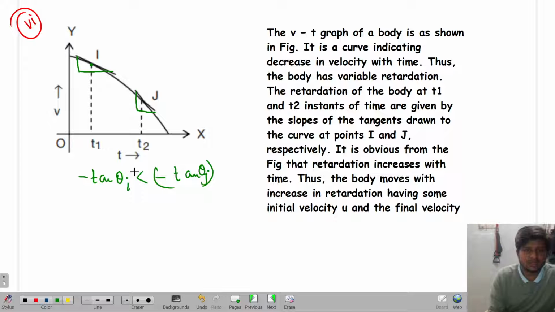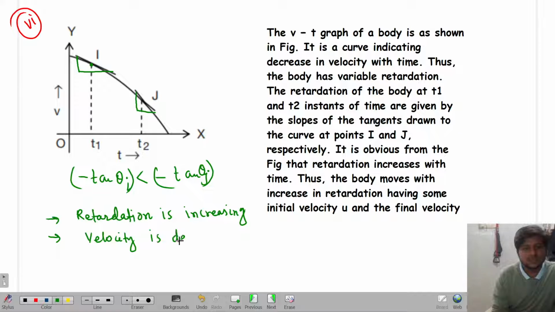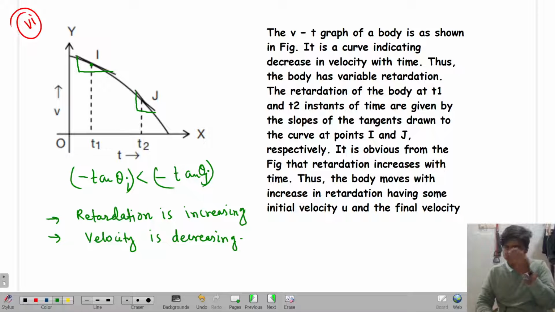Now, what is the meaning of this? I want a practical meaning now. Try to understand. If this is happening, what does it mean? Retardation is increasing. If retardation is increasing, first you need to tell me what is happening. Second, velocity is decreasing. Retardation is increasing and velocity is decreasing. These two things are very much opposite to each other. What is the meaning of this?